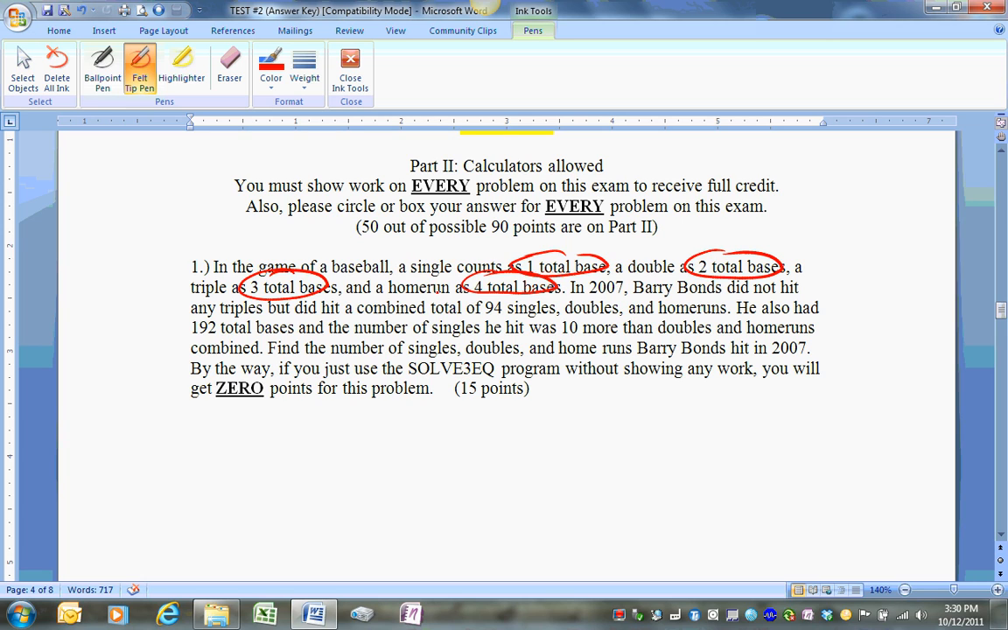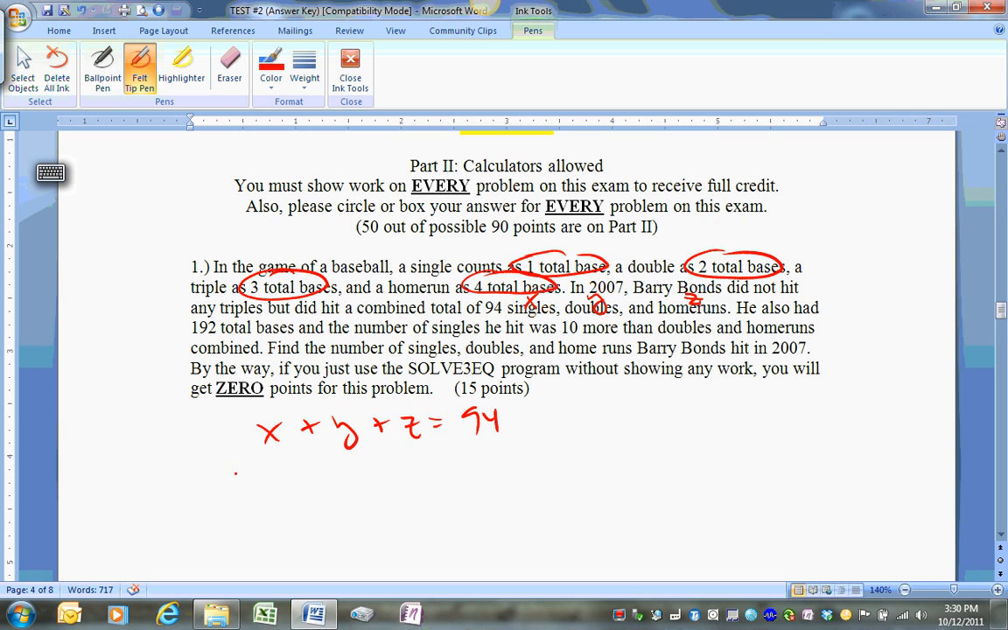Like, a kind of ticket costs this much money, another kind of ticket costs another dollar amount, whatever. Here we're talking about Barry Bonds. He did not hit any triples, but he had 94 singles, doubles, and home runs. So obviously we'll make this X, Y, and Z. So that's simple: X plus Y plus Z equals 94.